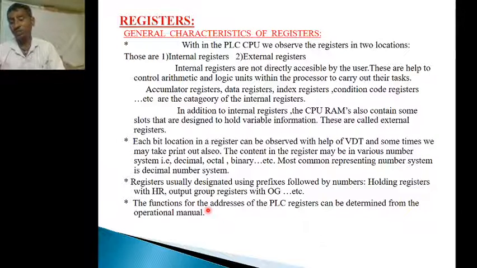So those registers must be represented with some prefixes. Suppose holding registers, output group registers and output registers are there. The holding registers are represented with the prefix HR and the output group registers can be represented with OG like that. The functions of the addresses of the PLC registers can also be determined from the operational manual: which register performs which operation or function, and what is the purpose of that particular register. This entire data will be present in the operational manual itself.